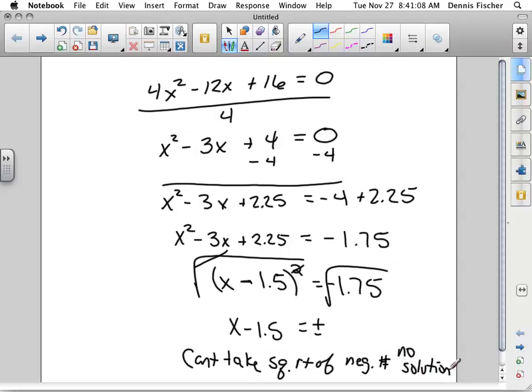Now, if that wasn't a negative number, I'd keep going. I'd take the square root and keep going like that. But this one's a negative number, so no solution. That's completing the square as you go. Does that help? Yes.